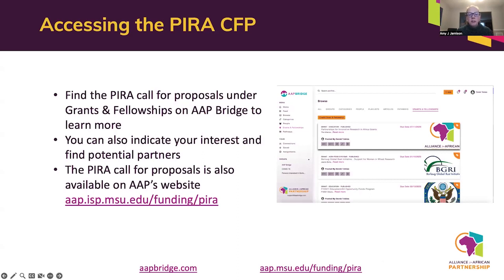You can find the PIRA call for proposals under the grants and fellowships opportunity on the AAP Bridge. And if you're not familiar with the AAP Bridge, I encourage you to go to that site, create a profile, and this is a great way to find partners to work on the proposal. You can indicate your interest and find potential partners. And then you can also find the call for proposals available on AAP's website at this link here. Okay, next.